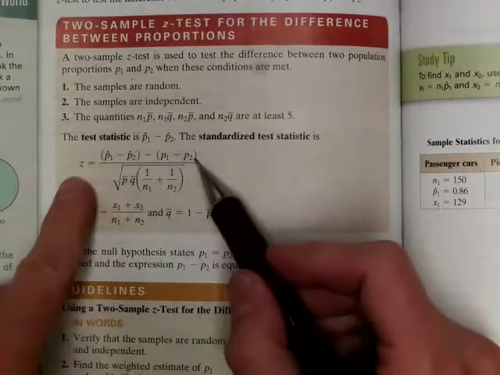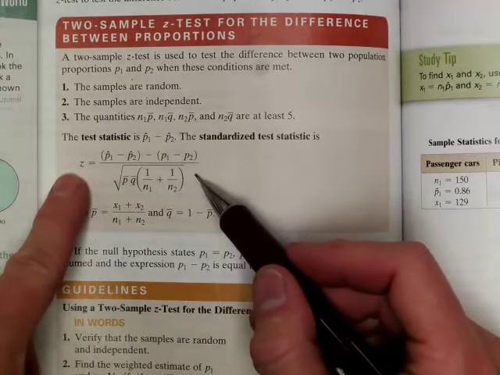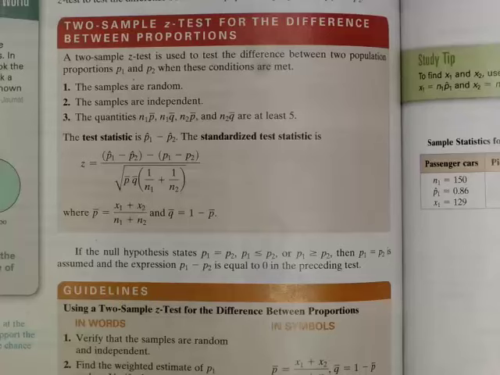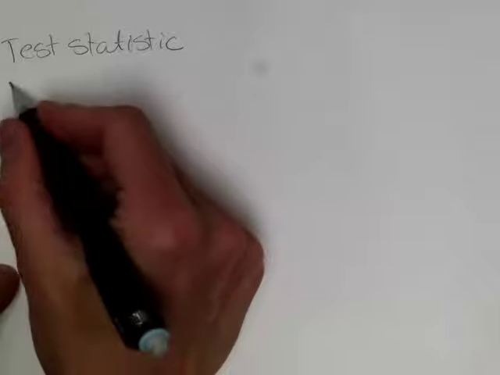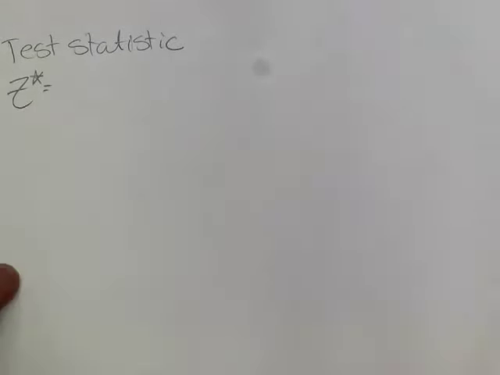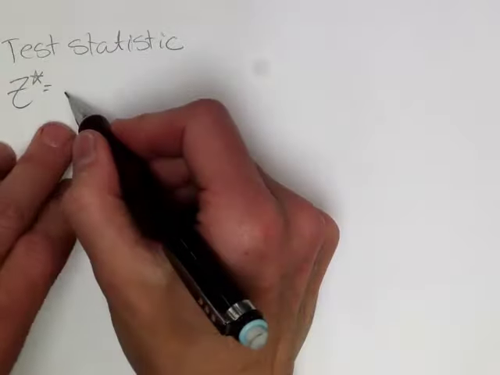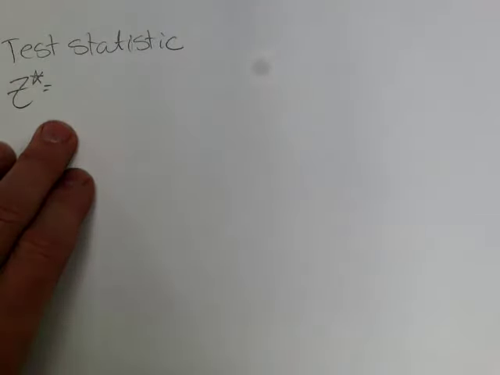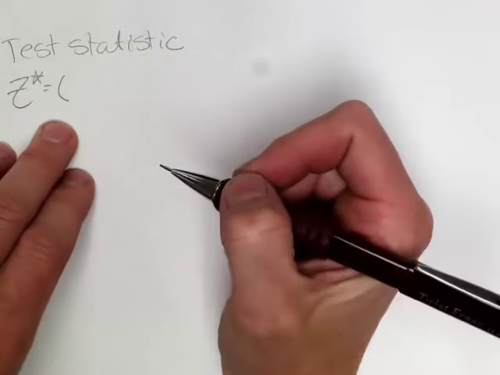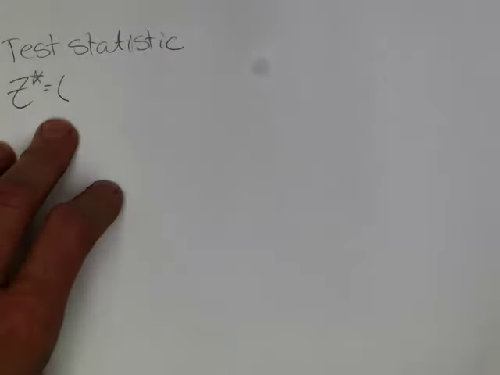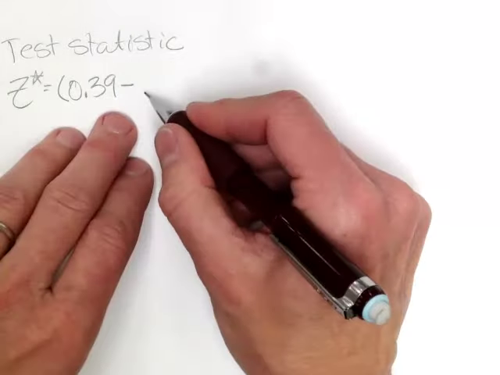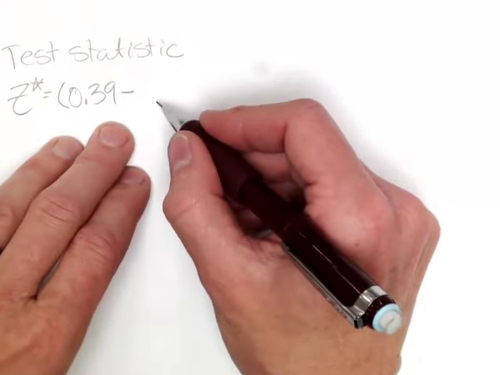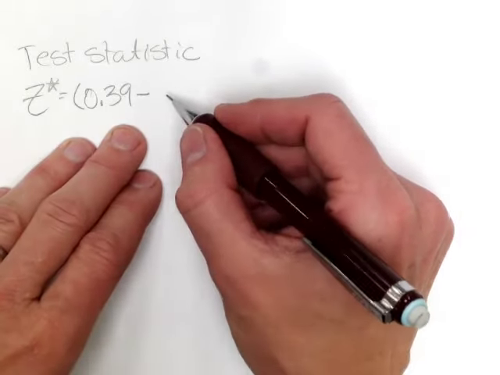So here's the standardized test statistic. It's not very pleasant. It's on page 448. It's going to involve the pooled proportion. So it's our observed difference, that p hat sub 1 minus p hat sub 2. p hat sub 1 was the sample proportion for males, so in that problem that was 0.39. And then I need to subtract the sample proportion for females, which in the problem was given to be 0.45.